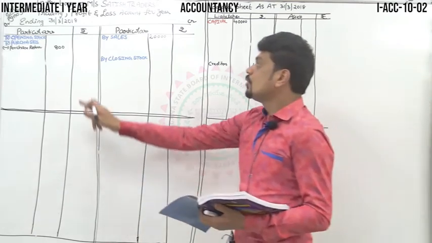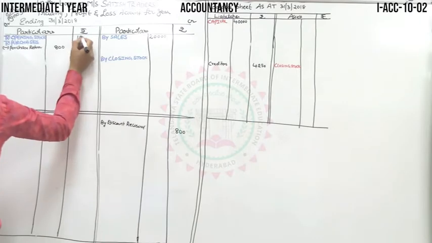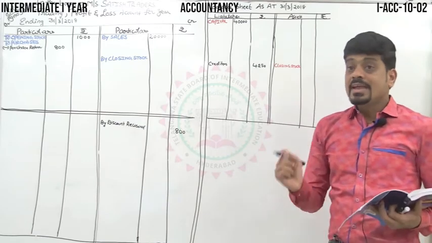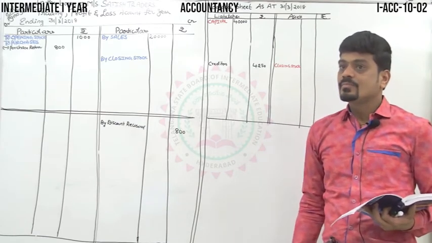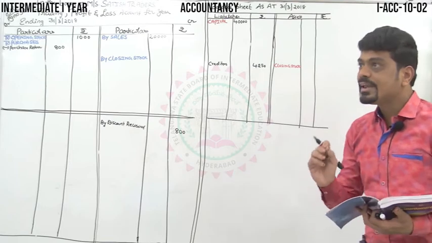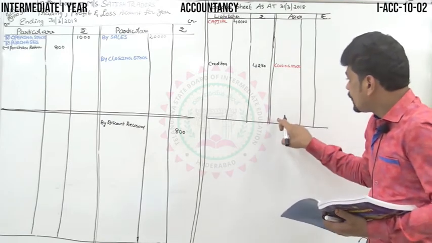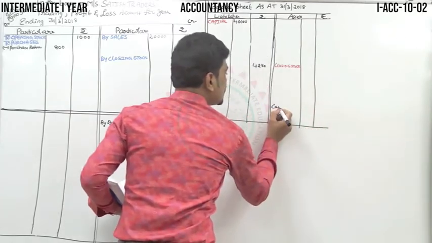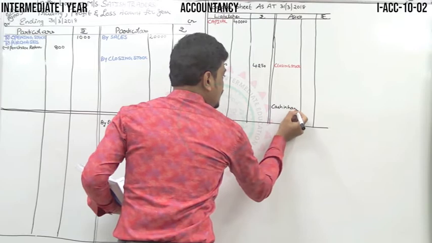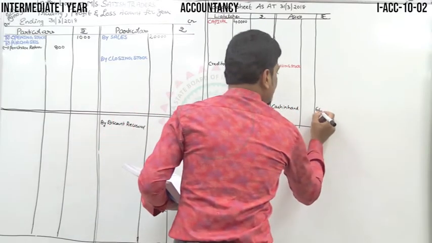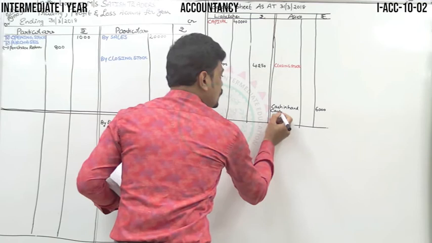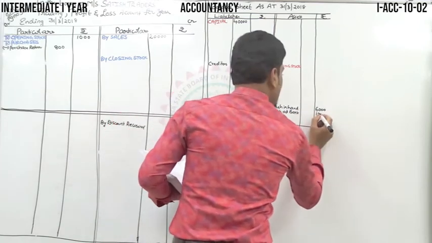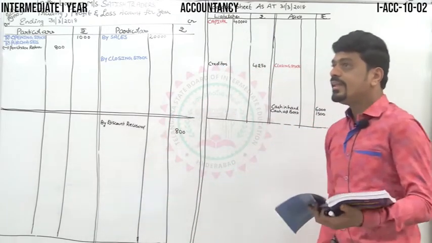Opening stock. We know trading account, first item 1,000. Then cash in hand. Cash in hand is an asset. Liquid asset we call. So whenever cash in hand is given, try to write on the asset side in the last. Like this. Cash in hand. How much they gave cash in hand? 6,000. Even they gave cash at bank. So down only we'll write cash at bank, 1,500.